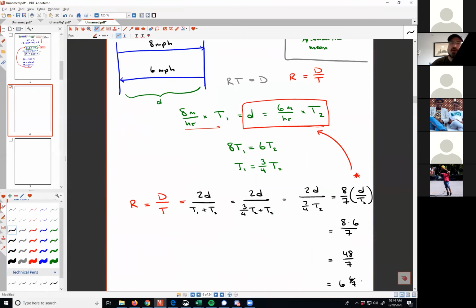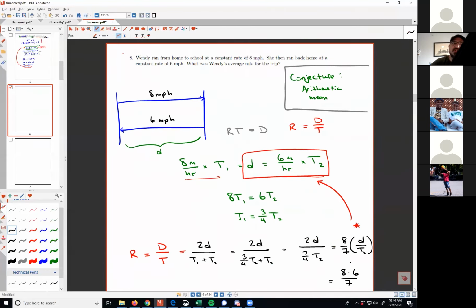So does that fit our original conjecture? Yes. What's the arithmetic mean of 8 and 6? 7. But our answer was 6 and 6/7. So that's wrong. Our conjecture failed. We proved the conjecture wrong.